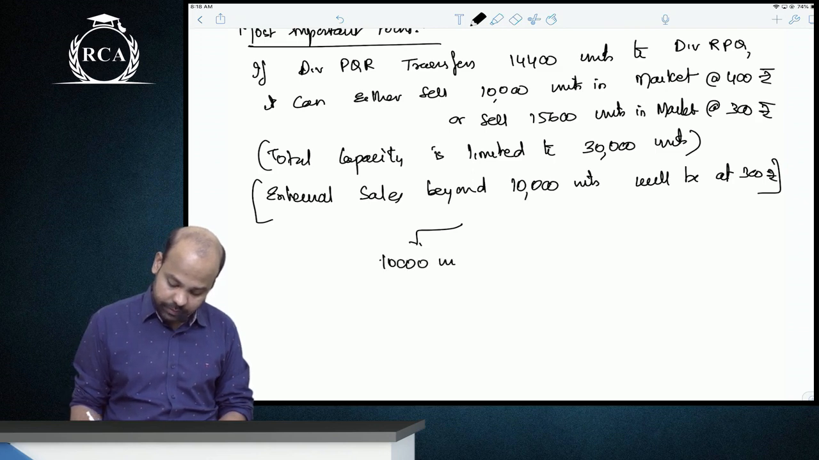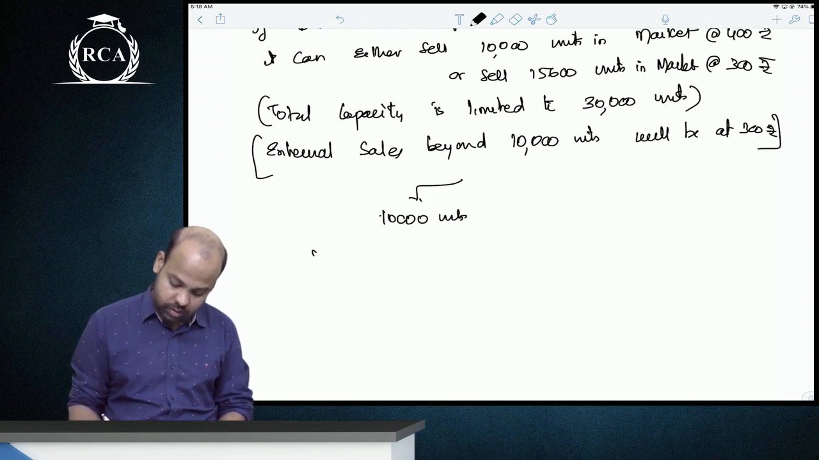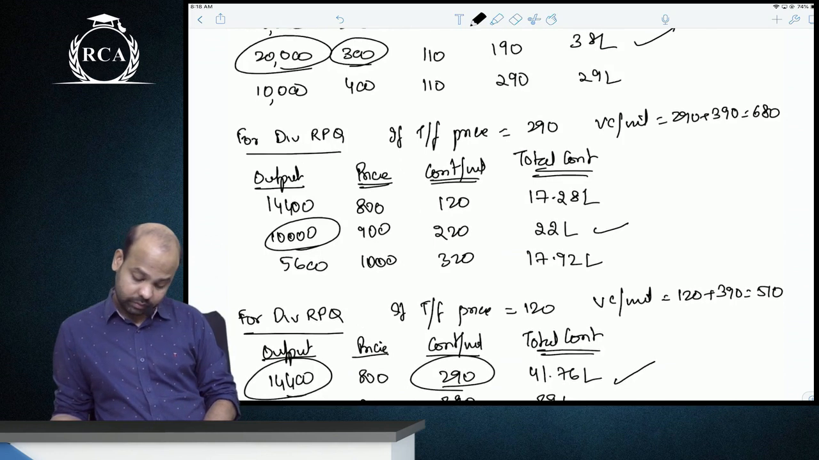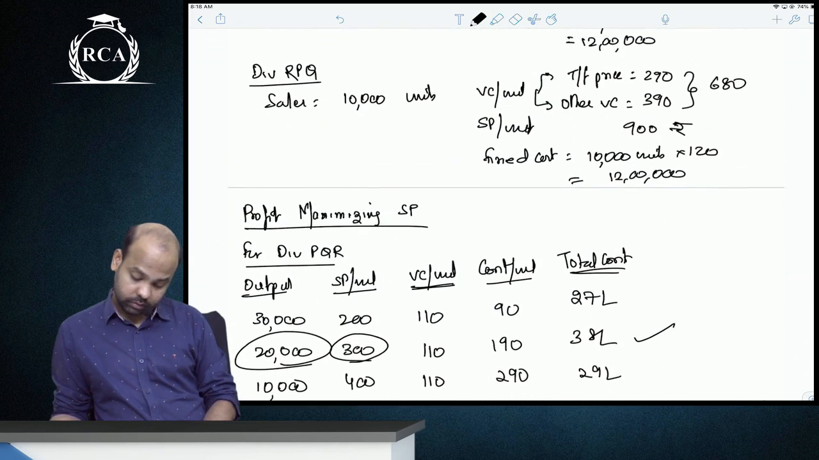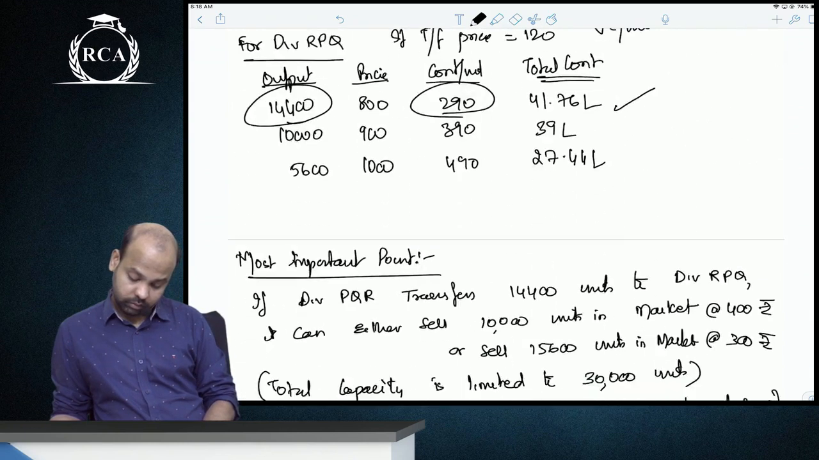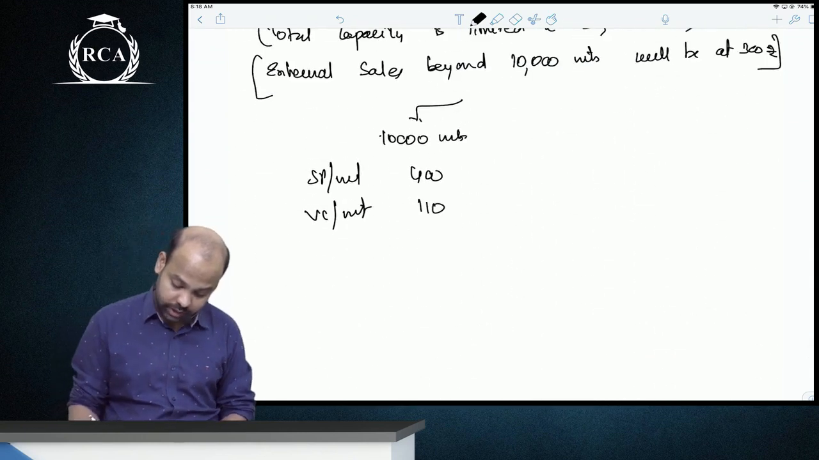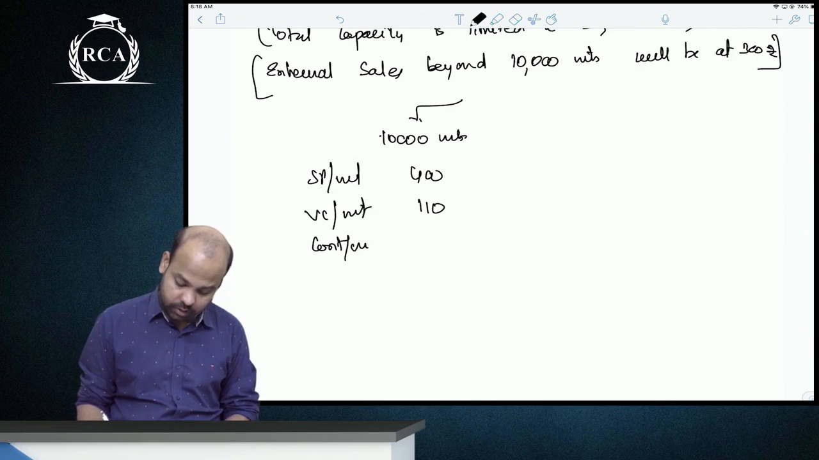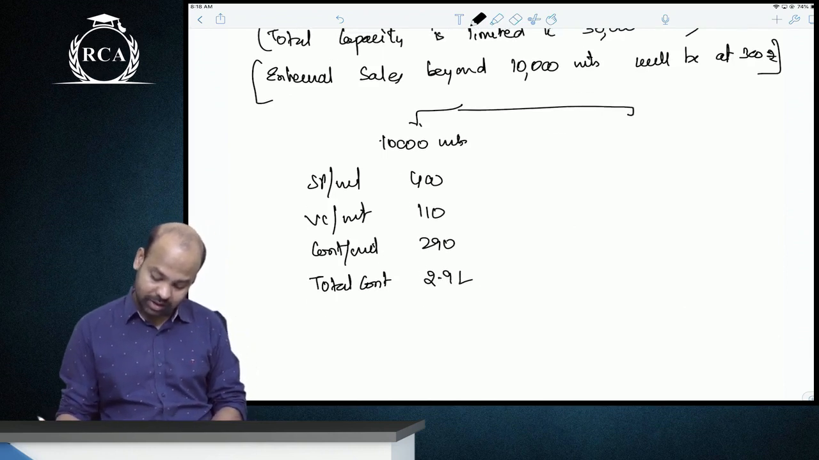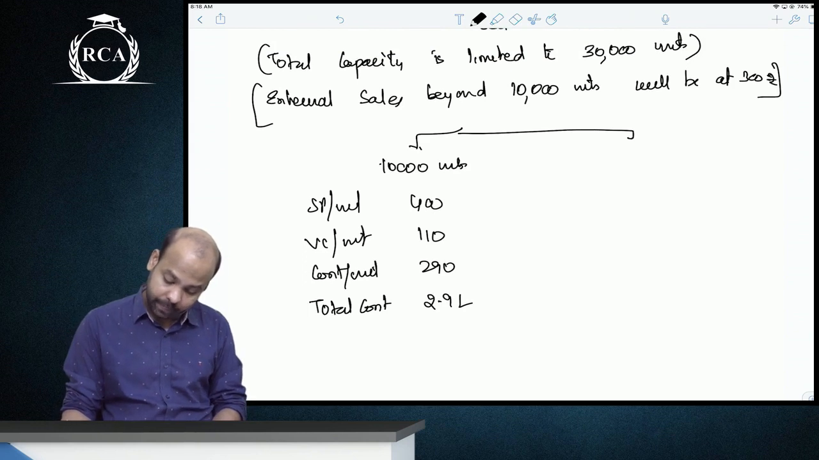For 10,000 units, selling price per unit would be 400. Our variable cost per unit is 110. Contribution per unit is 290. Total contribution is 2,90,000.